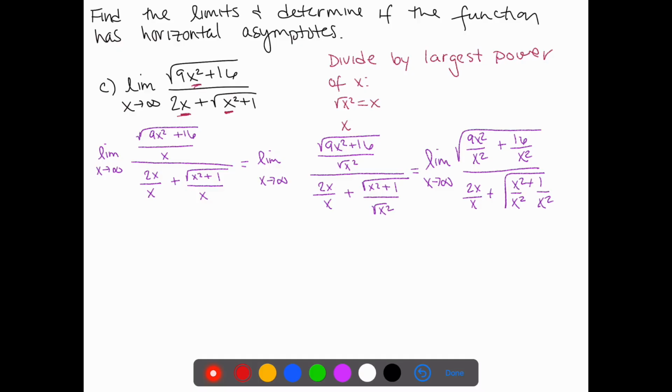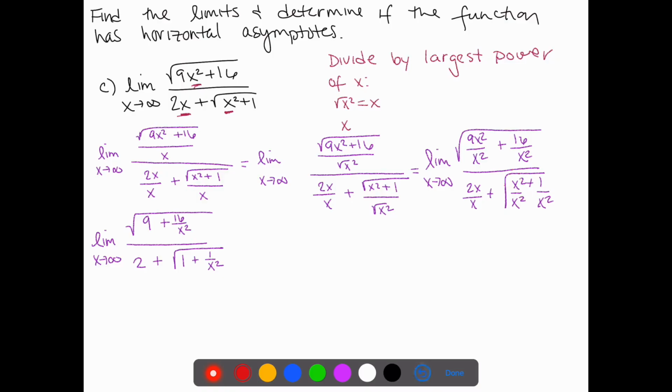Now, just like in the previous problem, we're going to simplify. We're going to cancel things out. In the numerator, the first term, we've got this 9x squared over x squared. The x squareds cancel, and we're just left with 9. And then the second term, 16 over x squared. And then on the bottom, 2x over x, the x's cancel. We're just left with 2. And then we've got a plus square root. x squared over x squared becomes a 1, and then we've got plus 1 over x squared.